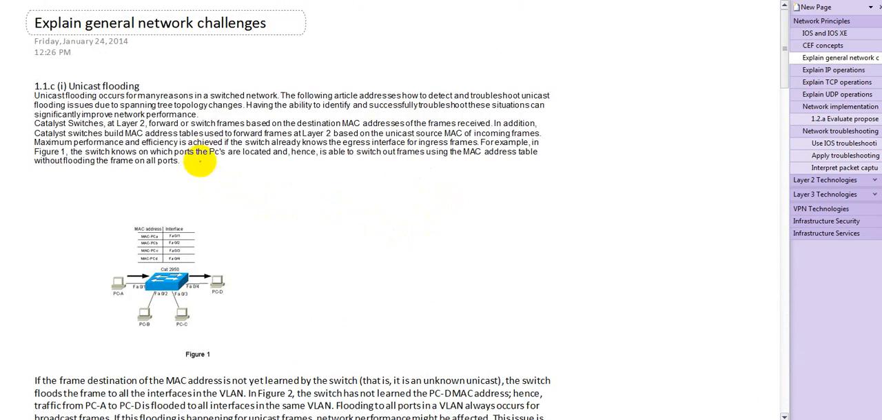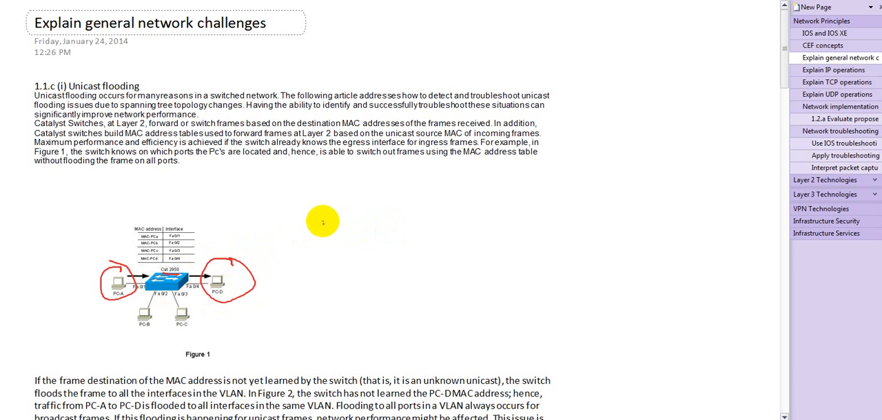So what Unicast Flooding is, and this diagram gives you a very good representation, is taken right out of Cisco's documentation. If you were to look up Unicast Flooding in the Cisco docs, you would see this. PCA here is trying to send to PCD. They are both on the same switch and in the same subnet. You can disregard the fact that it's a Cat 2950, because any modern Catalyst switch is automatically going to be doing what they call transparent bridging.